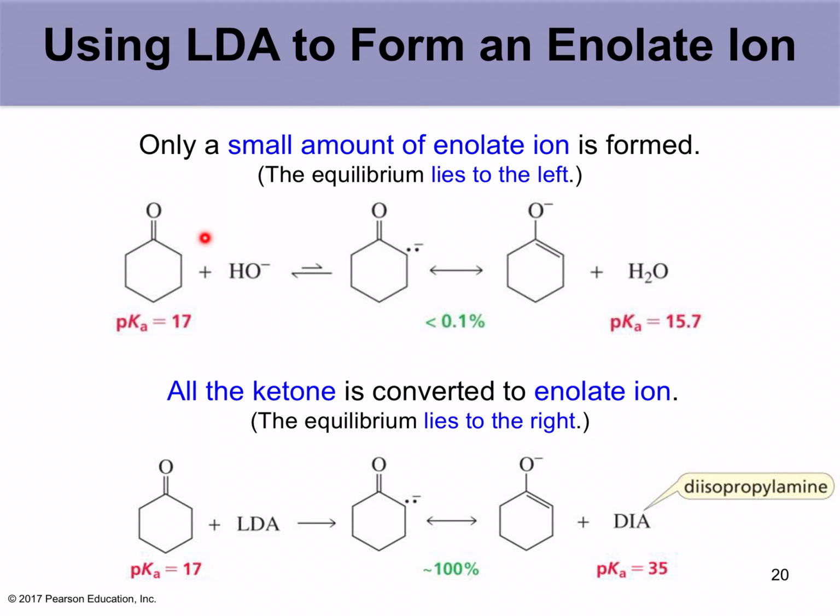Here we know this alpha hydrogen is acidic. The base is going to grab this hydrogen and form the carbanion, and then the carbanion forms the enolate. Now the enolate is being formed. If you look at the pKa of cyclohexanone, it's 17, and the pKa of water is 15.7. So between these two, which one is more acidic? This is pKa 17, this is pKa 15.7.